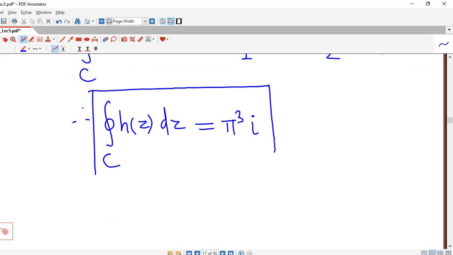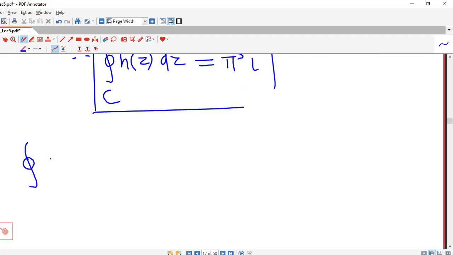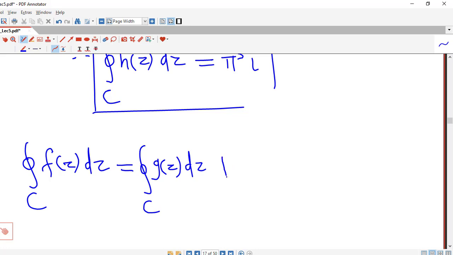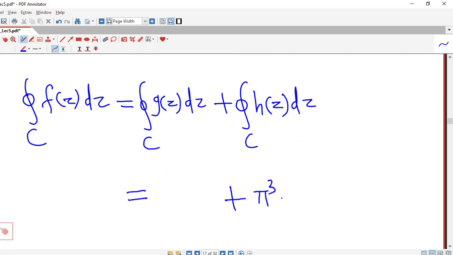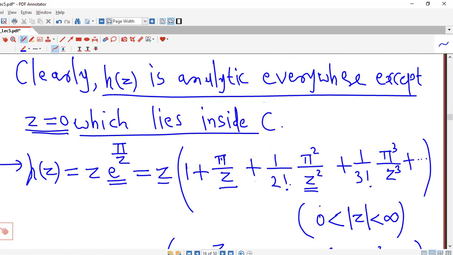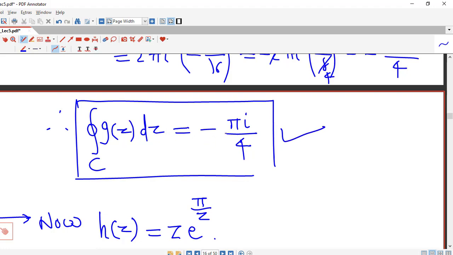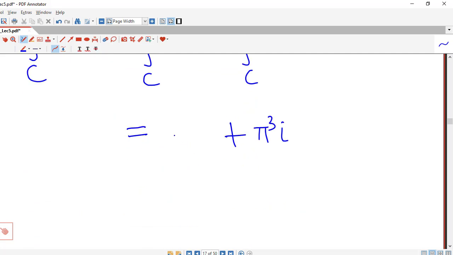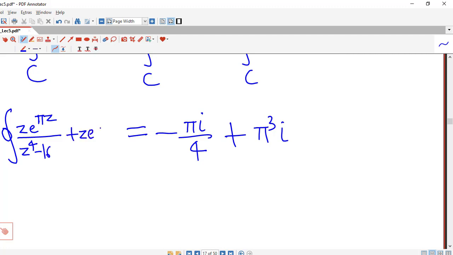So we have obtained the integrals of g of z and h of z, and the given function was f of z. So the integral of f of z is nothing but the integral of g of z over C plus the integral of h of z over C. So this is pi cube into I we just obtained, and this is the integral of g, which is minus pi I divided by 4. If we wish we can take the LCM or we keep this as it is. So this is the integral of the given function, which was z e raised to pi z over z raised to 4 minus 16 plus z e raised to pi by z along the ellipse 9x square plus y square equal to 9.